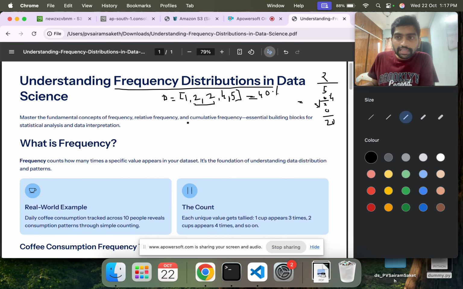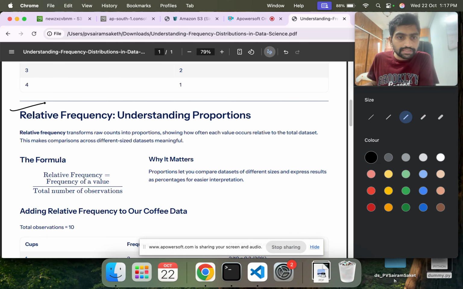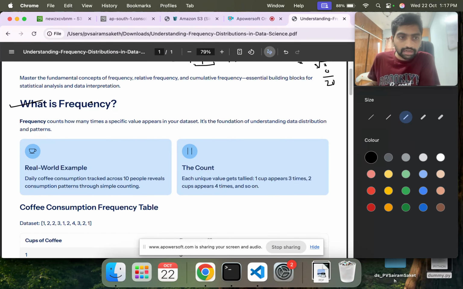So we are going to study three concepts: first, what is frequency, then the relative frequency, then the cumulative frequency. This is very easy, not that difficult. So what is frequency? Frequency tells how many times a specific value appears in your data set.